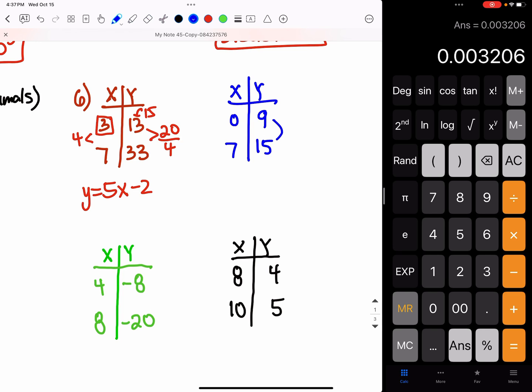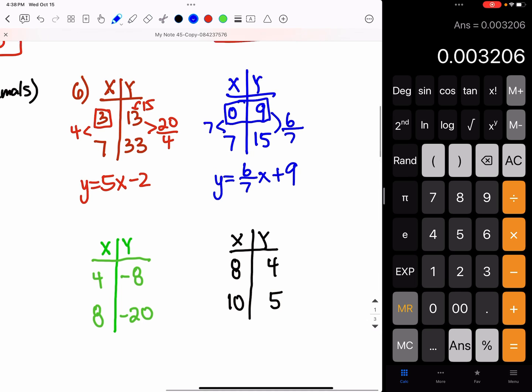This one goes up $6 in 7 days. 6 sevenths. Oh God, I hate that. All right, so he goes up $6 every 7 days, but his bank on day 0, which is the bank day, he starts at 9.